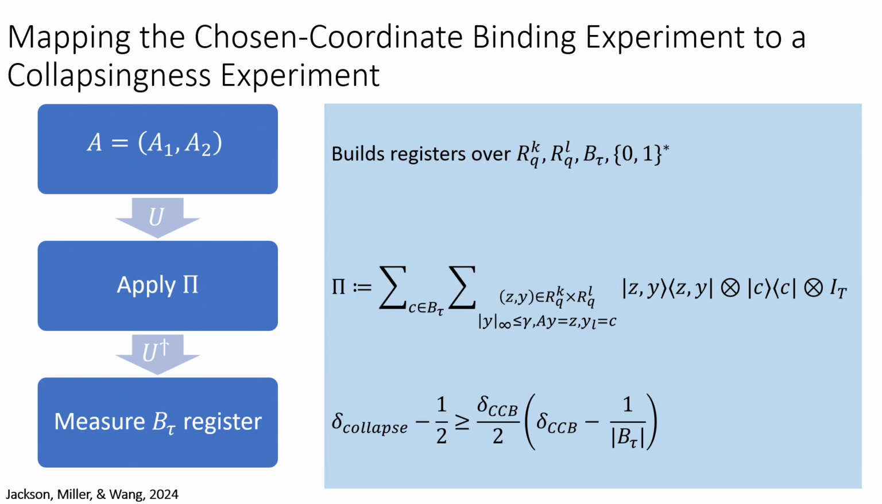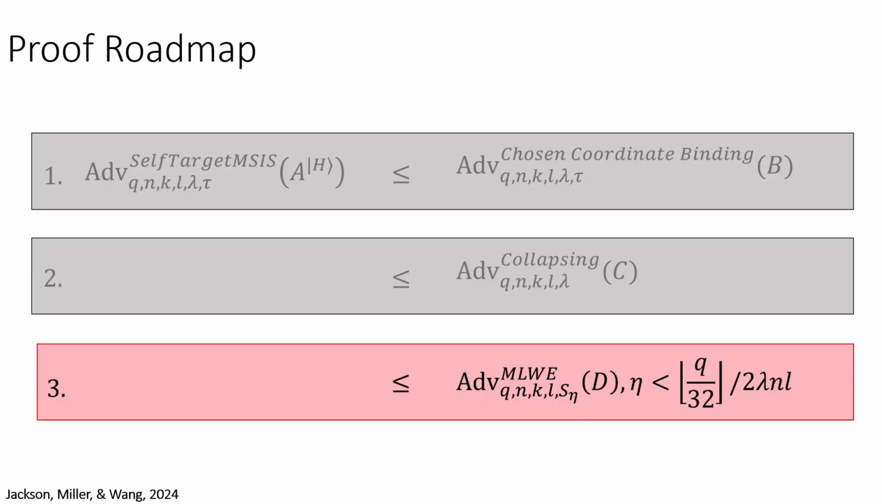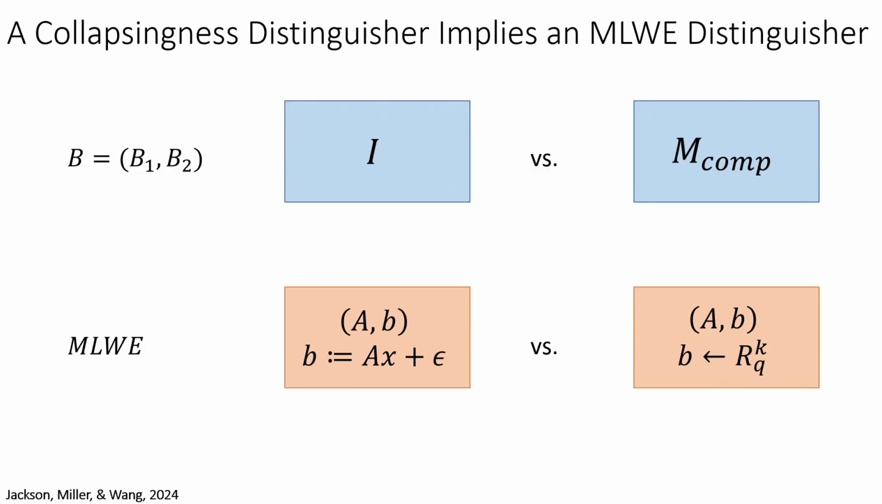Thus, using our initial algorithms that solve the chosen coordinate binding experiment, we're able to construct algorithms that solve this collapsingness experiment with greater than 50% probability, like initial success probability squared over 2. Which brings us at last to our third step, proving that solving this collapsingness experiment is at least as hard as solving MLWE for some uniform distribution.